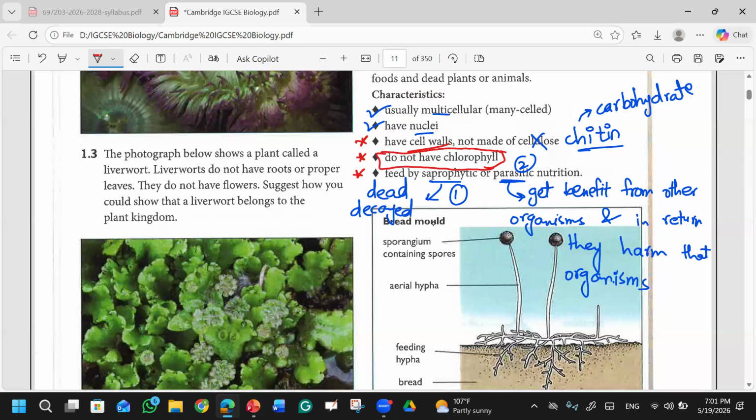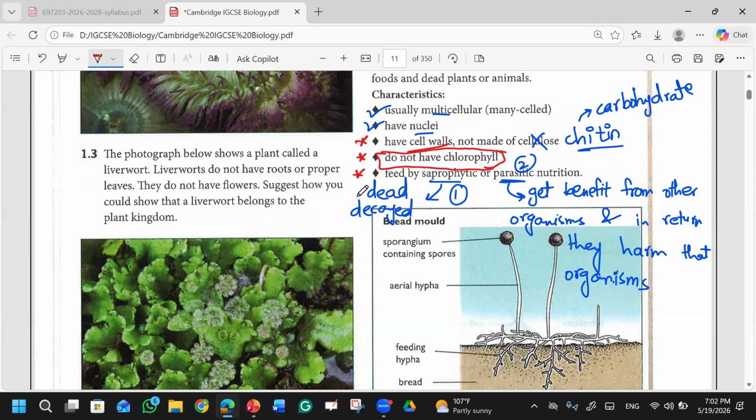And how do they get food from other organisms? By saprophytic nutrition or by parasitic nutrition. What is saprophytic nutrition? Saprophytic means you rely on dead or decayed things, just like dead bodies underground.